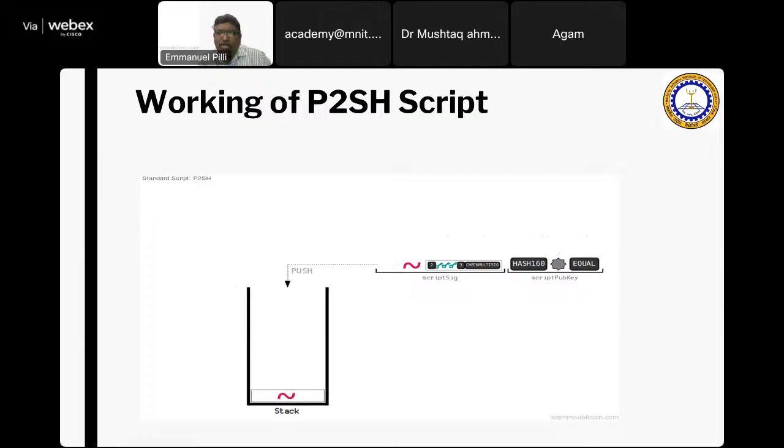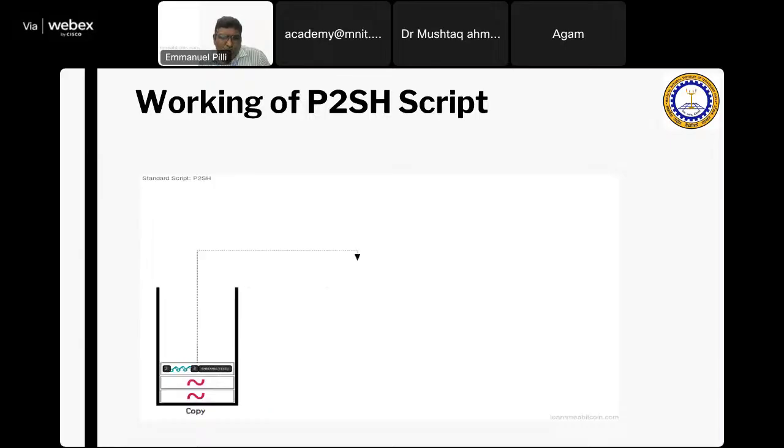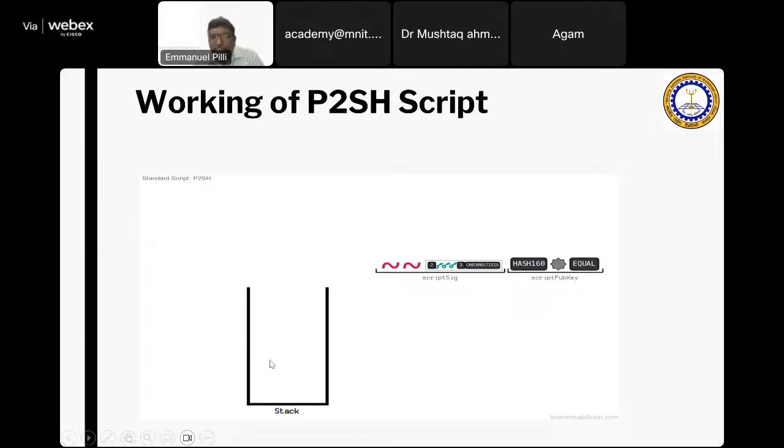Okay, maybe you can look at it again. Now your copy is maintained. Then you take it and get a HASH160 of it. Then you take the next value, which is already there. Both of them are equal. You place 1 on top of it, right? So once that is done, then this copy is taken and the copy is evaluated now, right? So 2 and 3 signatures are coming in. You are checking, placed. So this is how the P2SH script works, right?